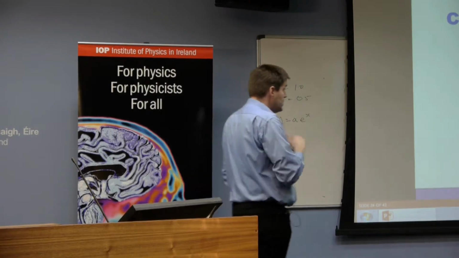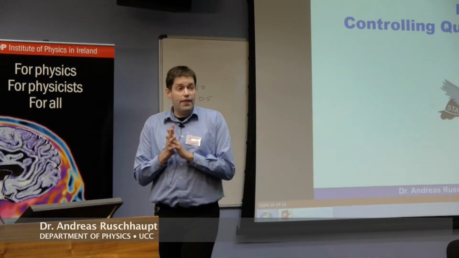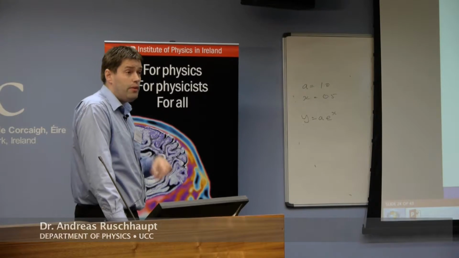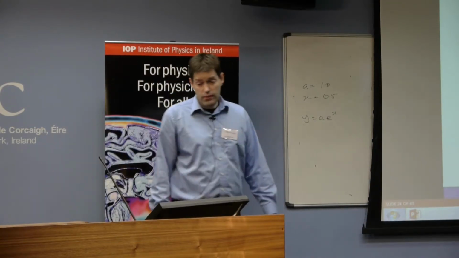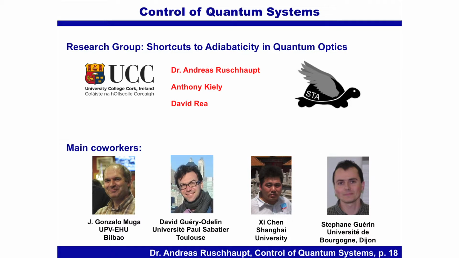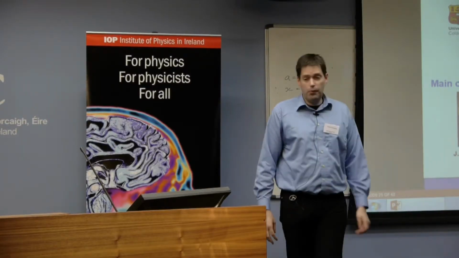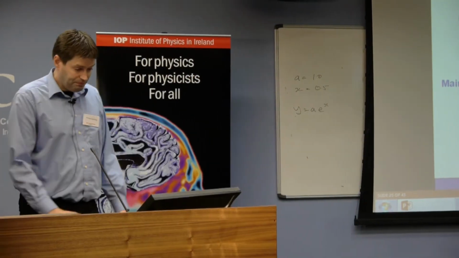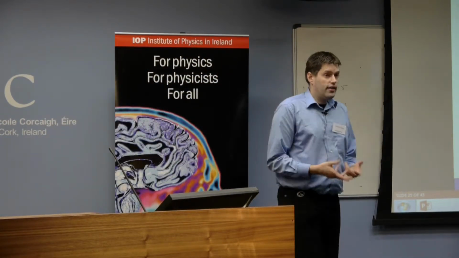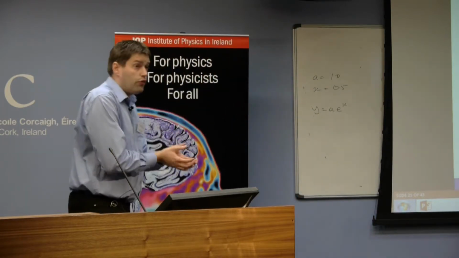And with this, I came to my last part, really how to control the quantum system. A lot of groups are working on new methods to find new ways for this stable and robust control of quantum mechanical systems. And this is something we are also doing here at UCC. I do it, my PhD student, and David Rear, you all know, is also working on it. And of course, we have a lot of co-workers around the world, in Spain, in Bilbao, Toulouse, in China, Dijon, who are also working on this. As I said, we are not the only group working on this. Worldwide, there is a network of groups looking at this question of control of quantum systems, because it's really important for all these applications.